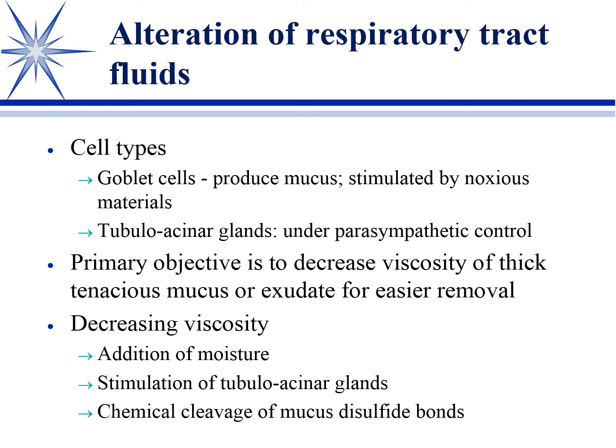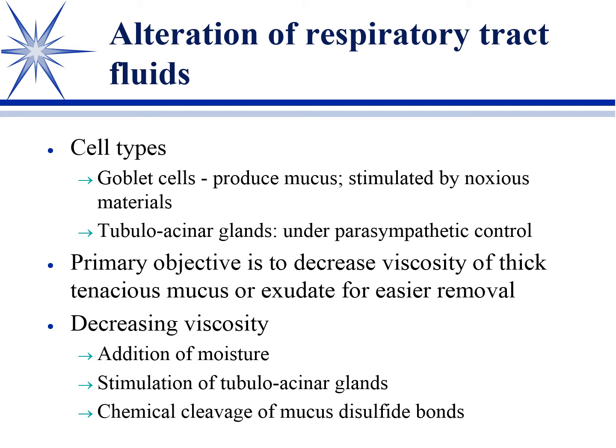All right, so let's talk about altering the respiratory tract fluids. So you'll recall in the lung there are two primary secretory cells. You've got goblet cells that produce mucus, and they're stimulated by noxious materials, including infectious processes. Okay. Then we have the tubulo-acinar glands that are under parasympathetic control, and they primarily make a thin, watery secretion. All right. So from this standpoint, when you have thick, tenacious mucus that you can't cough up, you want a thin, watery secretion. You don't want a thin mucus or thick mucus secretion.